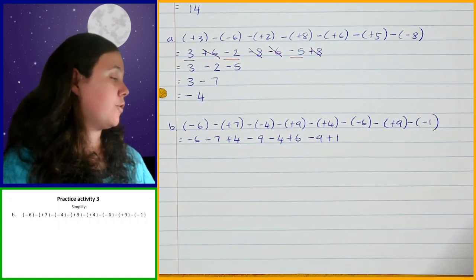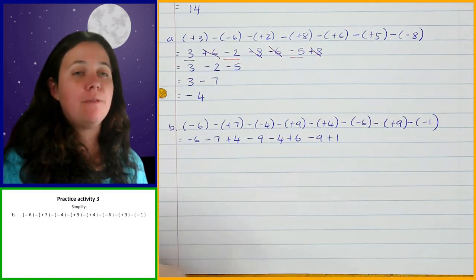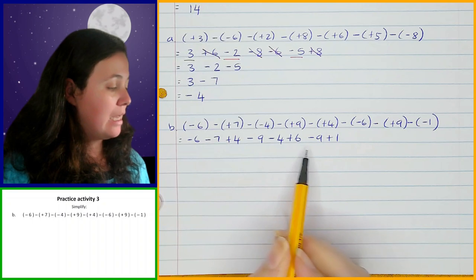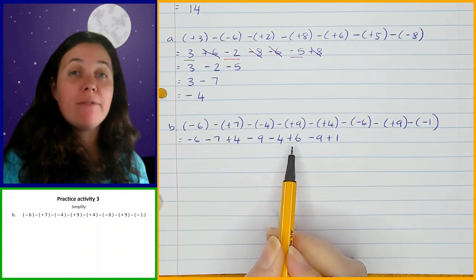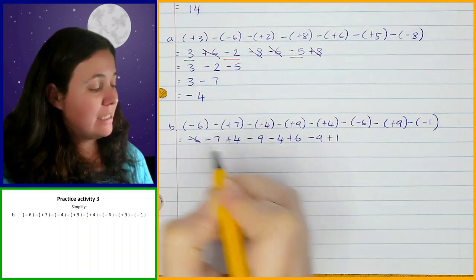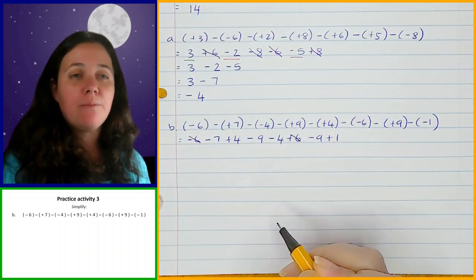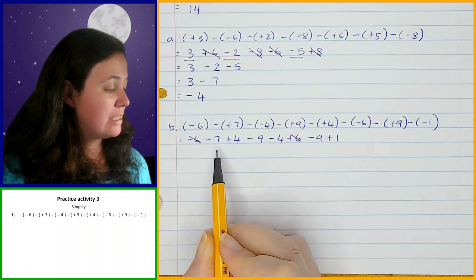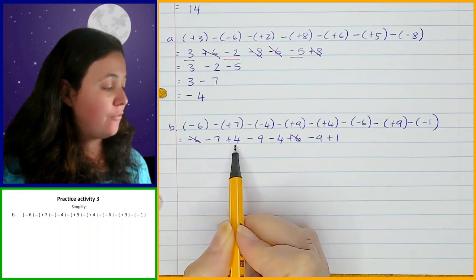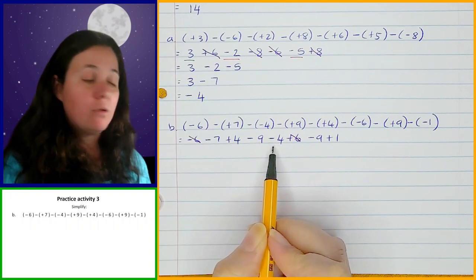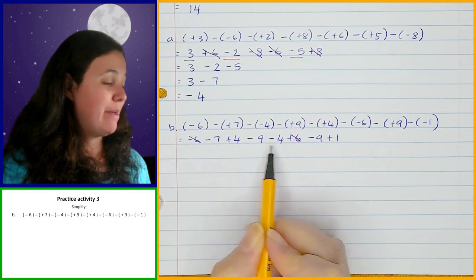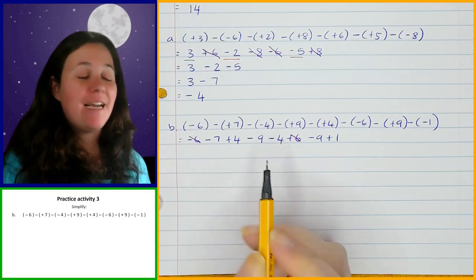Okay, so let's go through and see if there's anything that we can cancel out here. So first of all, I have negative 6, and then over here, I have positive 6. Because they have the same absolute value but opposite signs, I can cancel them out. So the negative 6 and the positive 6, I can cross out. Then I have got over here, negative 7. There are no other 7, so I can't do anything with that. Here I've got negative 4, and then here I've got positive 4. Positive 4 and then negative 4. So again, because they have the same absolute value, but opposite signs, I can cancel them out.